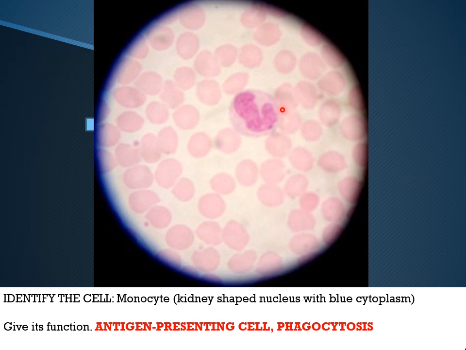So again, ito, hindi masyadong kidney shape, medyo distorted. Pero, para silang horseshoe shape, kumbaga. Horseshoe shape or kidney shape, monocyte na yan. And ma-appreciate mo, ang laki talaga yan as compared to the neighboring cells.